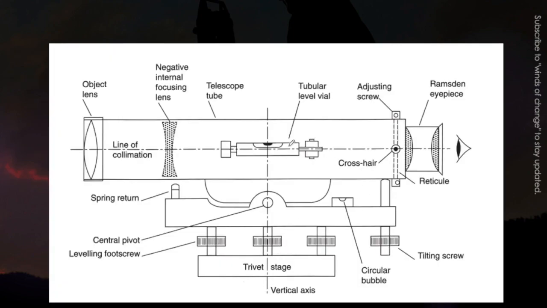We can see here the image of the surveying telescope. Here the crosshair is being placed near to the eyepiece. This is the eyepiece and we are placing the crosshair near to it. This is the objective lens. So this crosshair is being placed near the eyepiece.